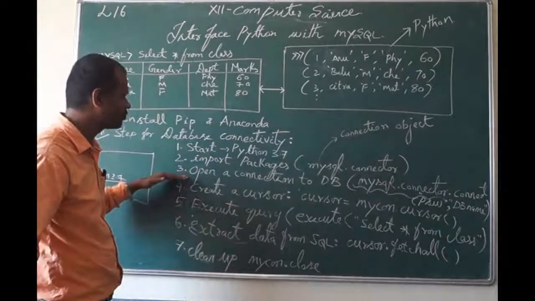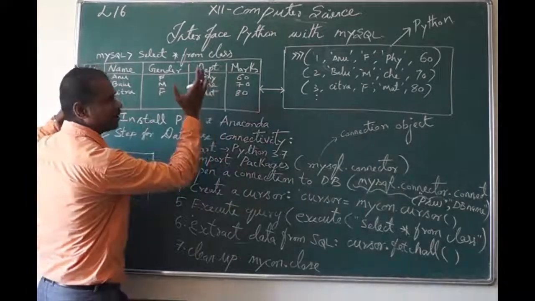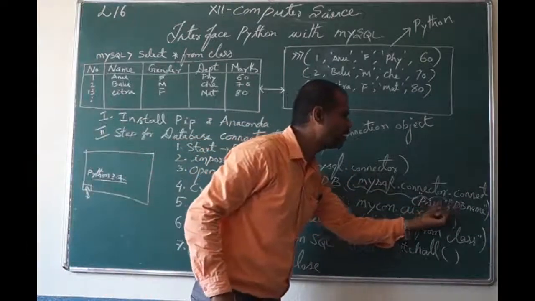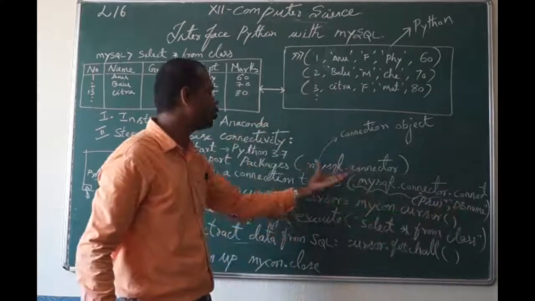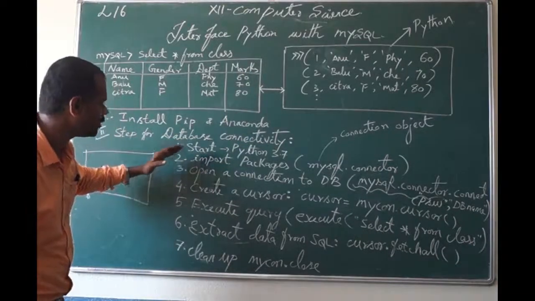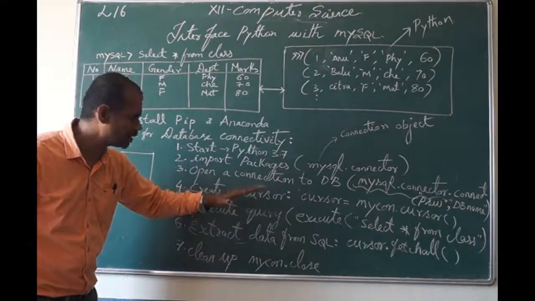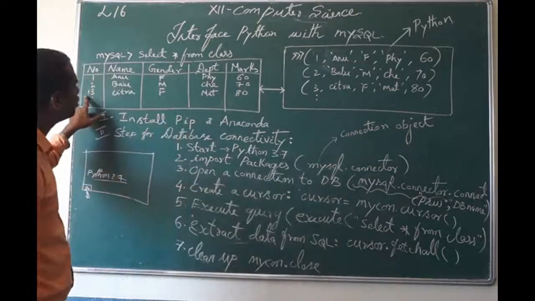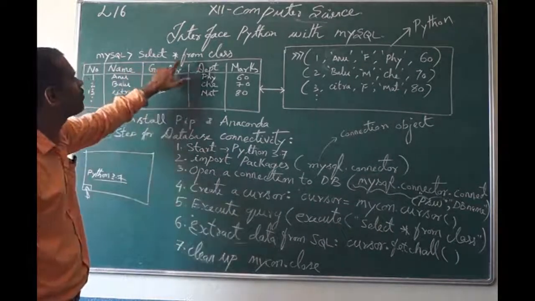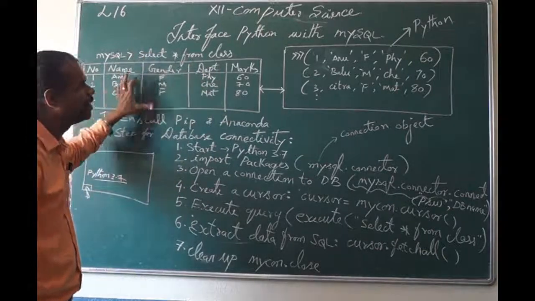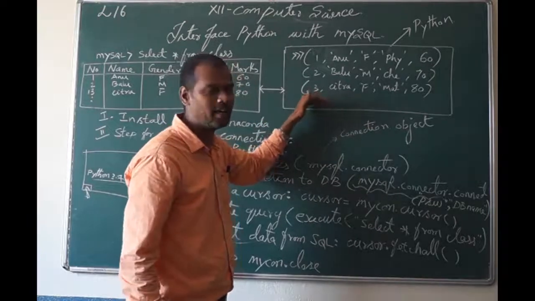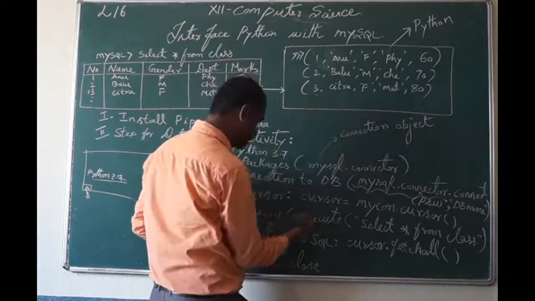Next, MySQL is always secured with a username and password. So using the username, password and database name, you have to open MySQL. Then the cursor is very important, because using the cursor only you go to a particular place to get the data. Execute the query. Usually we take select star from class in SQL, but now we are going to type select star from class in Python. Here we are typing execute.